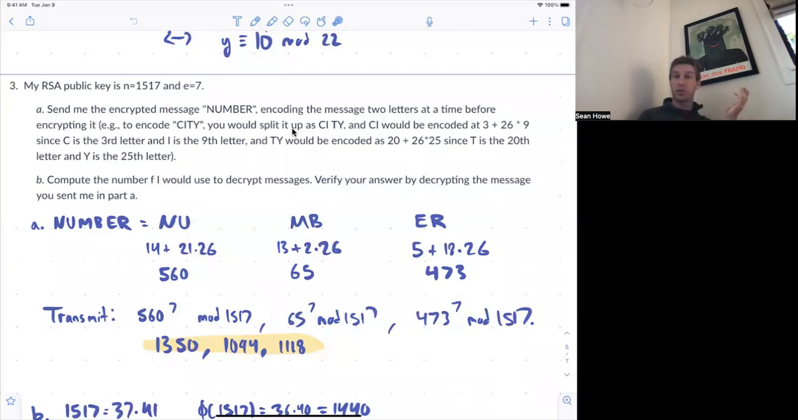This is just like we did in class. So NU becomes 14 plus 21 times 26, because N is the 14th letter and U is the 21st letter.